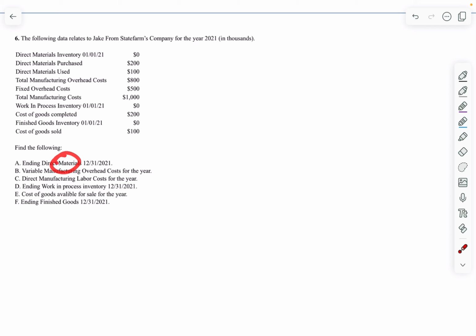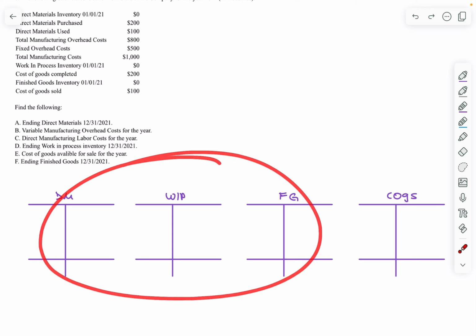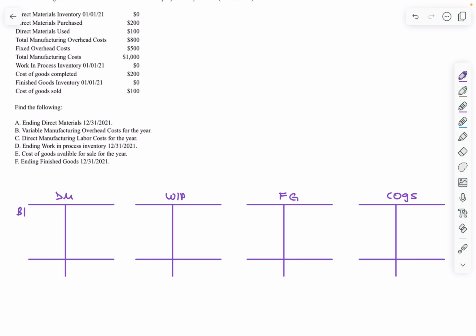And here we see direct materials, we see work in process, and finished goods. Just know that you have to pull up the inventory system. And then cost of goods sold, we add that at the end. But really, your three inventory accounts are these. So everything has a beginning inventory and ending inventory if it's an inventory account. But cost of goods sold, because it's not an inventory account, has a beginning balance and an ending balance.